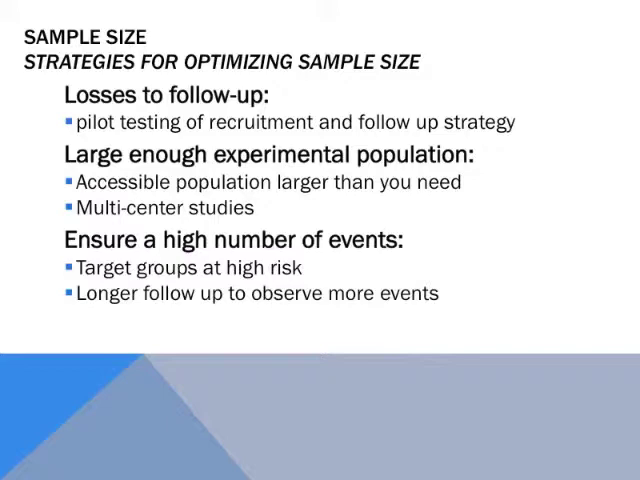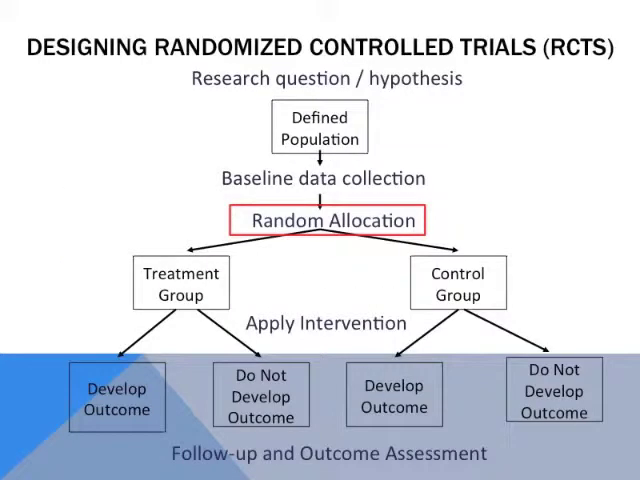Losses to follow-up may be minimized by pilot testing of recruitment and follow-up strategies. Investigators ensure a large enough experimental population through multi-center studies. They may also ensure a high number of events by targeting groups at high risk of the outcome, or include longer follow-up to observe more events.